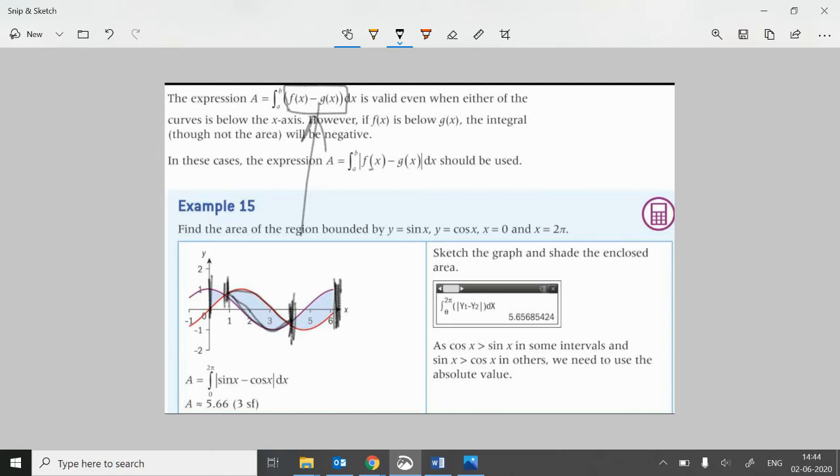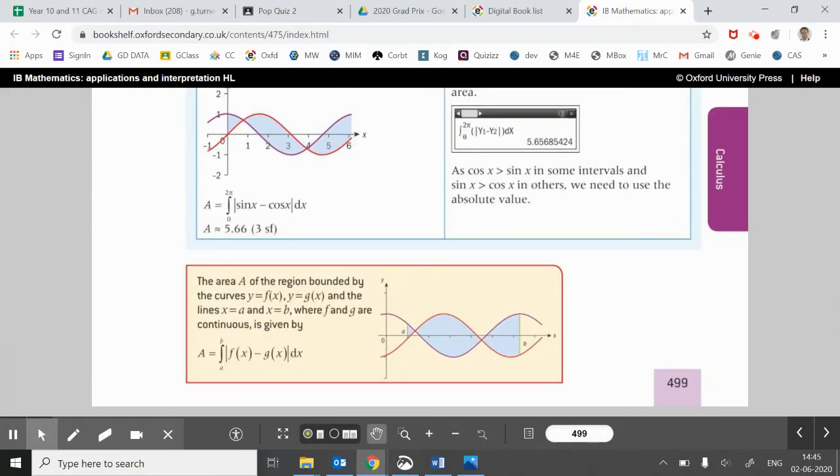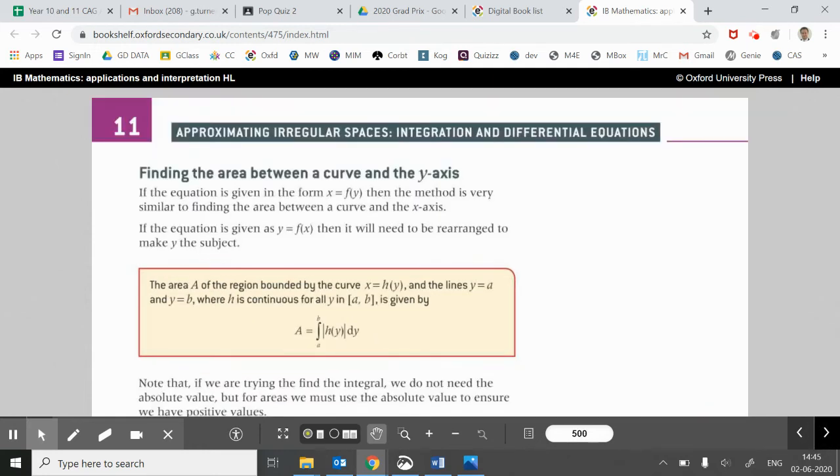Right, there's not much more to say about this one really, other than, of course, you've got to remember your absolute brackets. And they've given us where x starts and finishes. So those are your limits at 0 and 2 pi. And of course, you can type it into your calculator. Nothing tricky there. Okay, let's just have a look at the next one. Okay, so that's just a little explanation of that one as well.